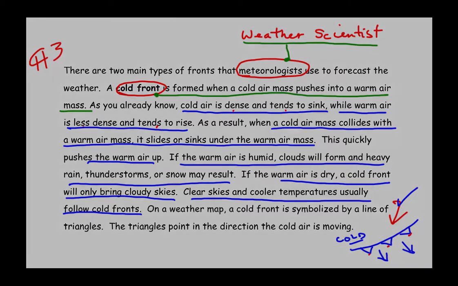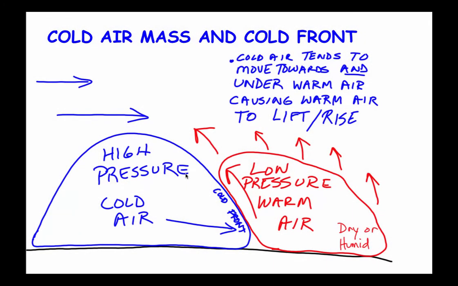And we'll move on and summarize this paragraph. So here's what we would want to understand about cold air masses and cold fronts. Cold air masses create high pressure. When cold air masses move towards warm air, which is low pressure, warm air will lift and rise as the colder, high pressure sinks and moves underneath. So cold air tends to move towards and under warm air, causing warm air to lift and rise.